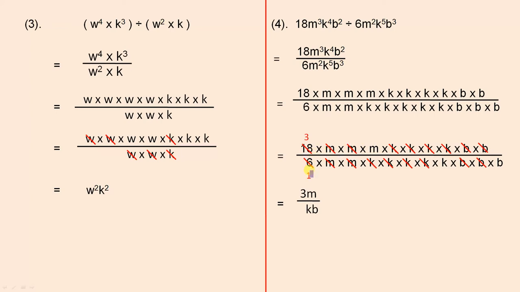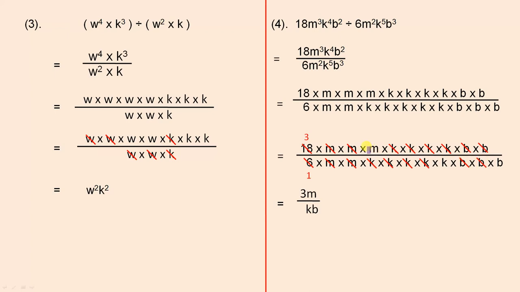6 into 6 goes once. 6 into 18 goes 3 times. We cancel 2 m's from there and 2 from there. We cancel 1, 2, 3, 4 of the k's from here and 4 of the k's from there. We cancel 2 of the b's from there and 2 of the b's from there.